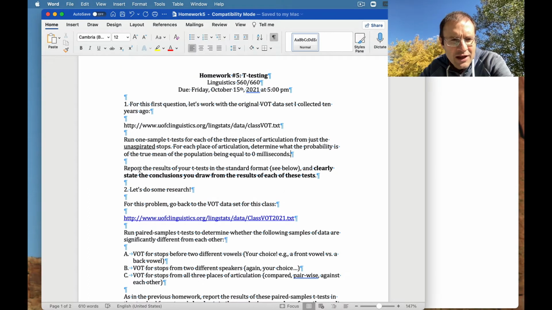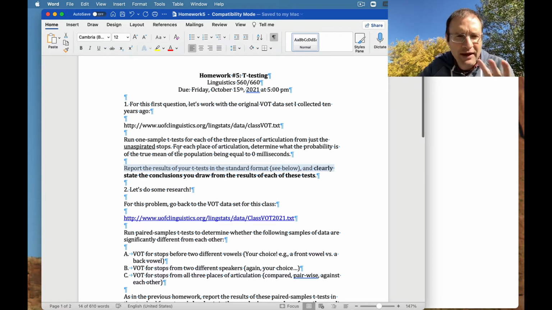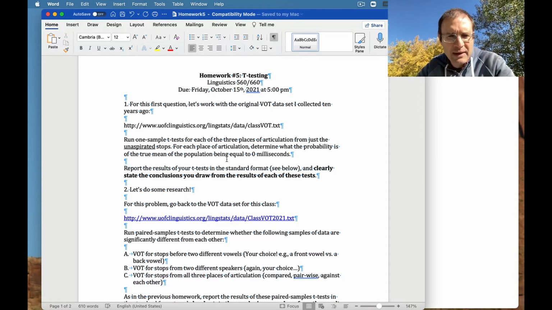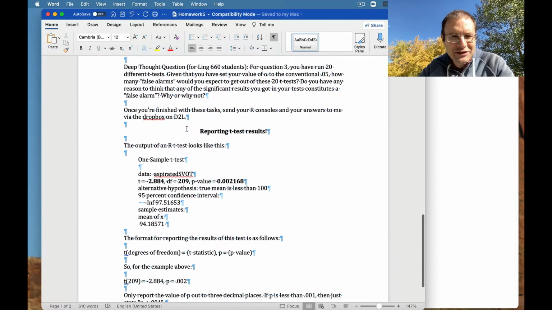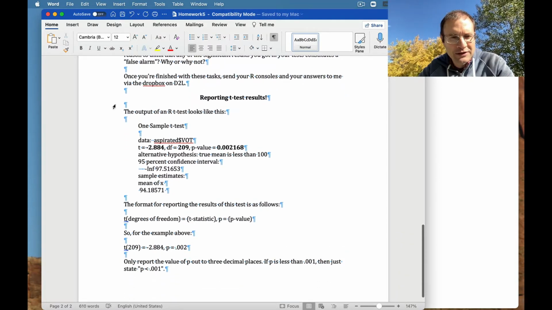Okay, we don't know the answer, but what I want you to do is just run 3 different one sample t-tests, one for the bilabial, alveolar, and velar places of articulation, and determine what the probability is of the true mean of the population being equal to 0 milliseconds. Report the results of your t-tests in the standard format, and I've got some guidelines on that below, and then clearly state the conclusions you draw from the results of each of these tests. So I want to walk you through this instruction specifically because down here on the bottom of page 2, I've got the guidelines for reporting t-test results.